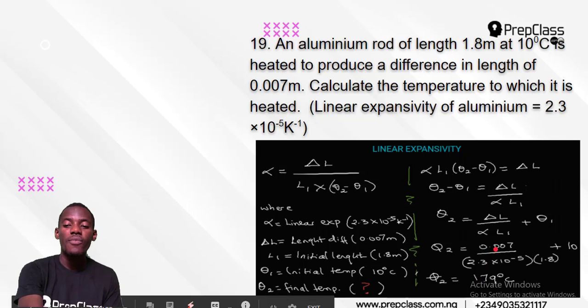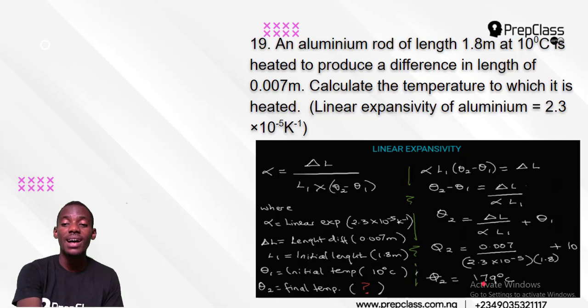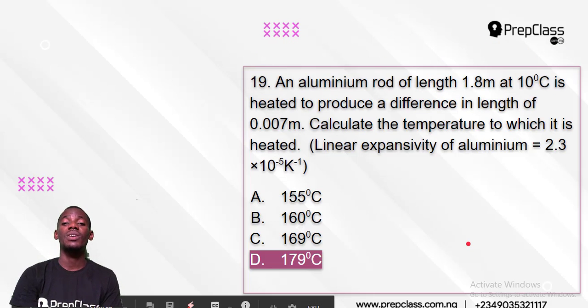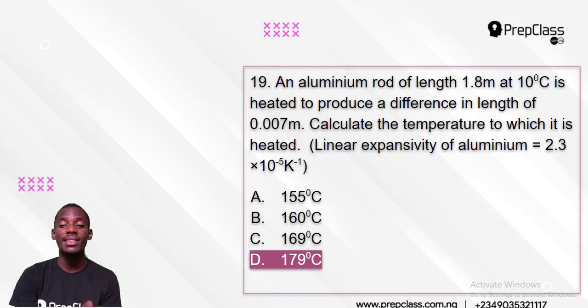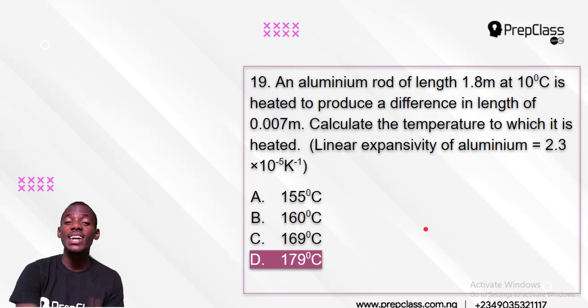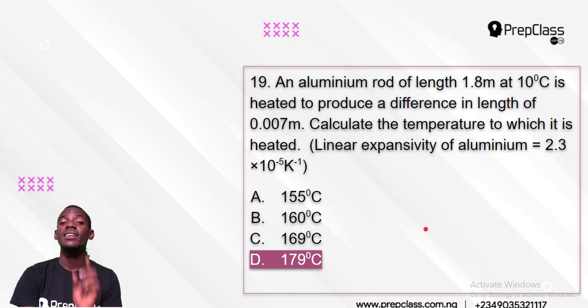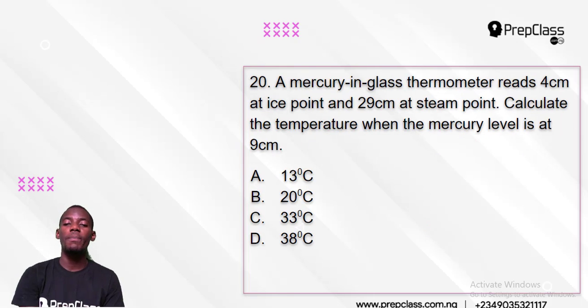I say it again: first, multiply the ones below, then divide the one on top by them, then add 10 to the answer you have, and you will get 179 degrees Celsius. That is your answer for that question, the final temperature at the end of that linear expansivity experiment. Don't forget the linear expansivity formula. It is super important.